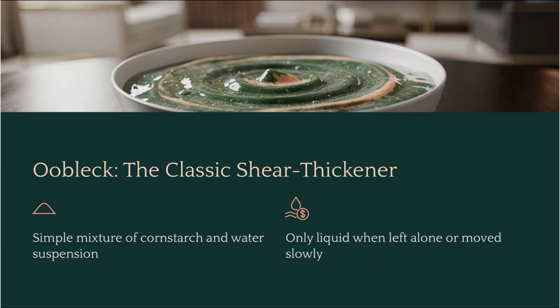The most famous example of a shear thickening fluid is something you can make in your kitchen: Oobleck. It's a simple mixture of cornstarch and water. When left alone or moved slowly, it looks and acts like a creamy white liquid. You can pour it and it will pool in a bowl, but try to punch it and everything changes.